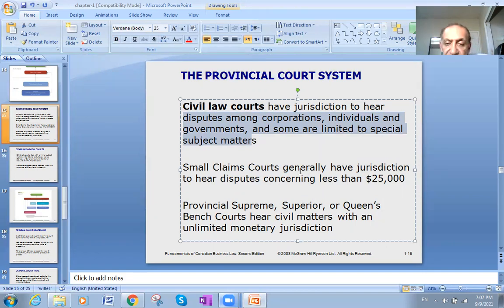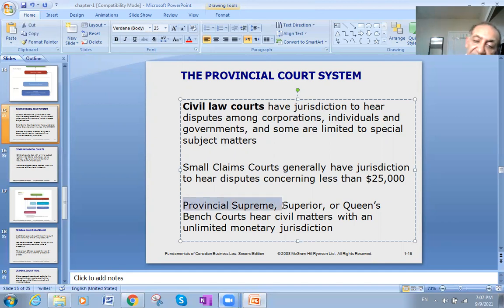Small claims courts. So if you have a problem about a small amount, small claims courts generally have jurisdiction to hear disputes concerning, look at this, less than $25,000. So this is small claims court. If you have an amount that is more than $25,000, then it is not the way for the small claims courts. Small claims courts are for disputes about amounts of money less than $25,000.